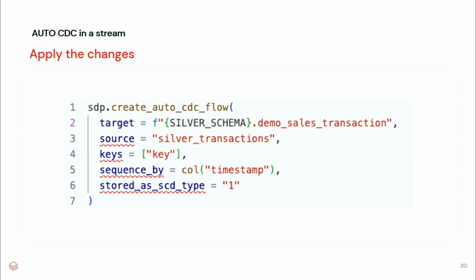If it does exist already, it becomes a candidate for an update. I say a candidate because it's also going to evaluate the sequence by.